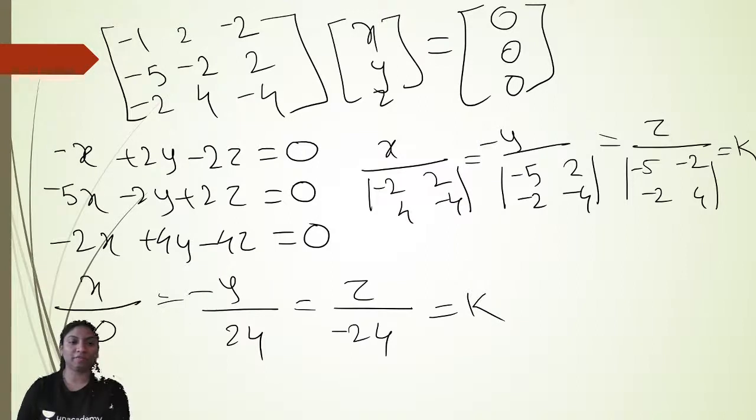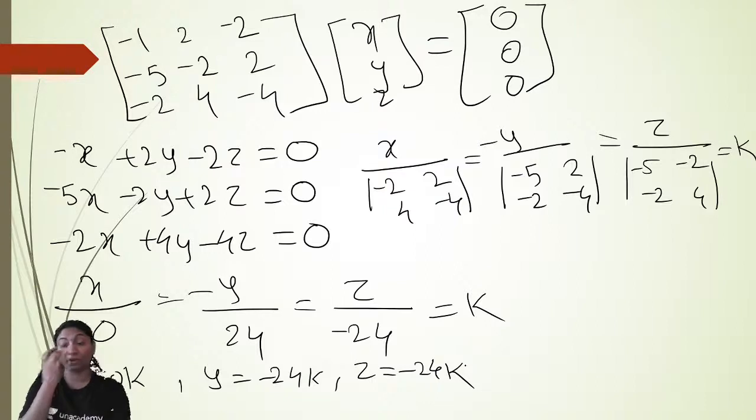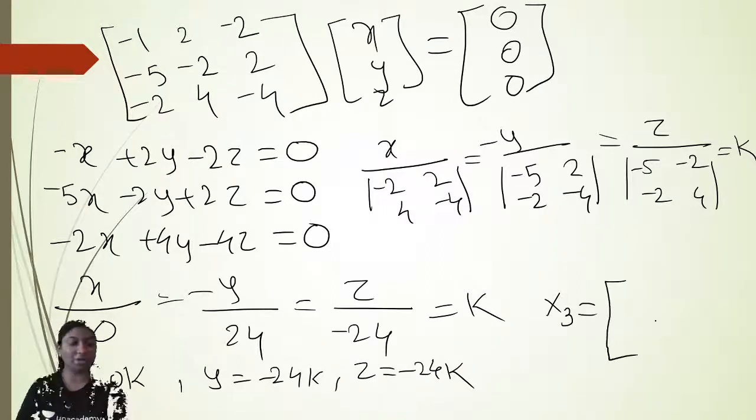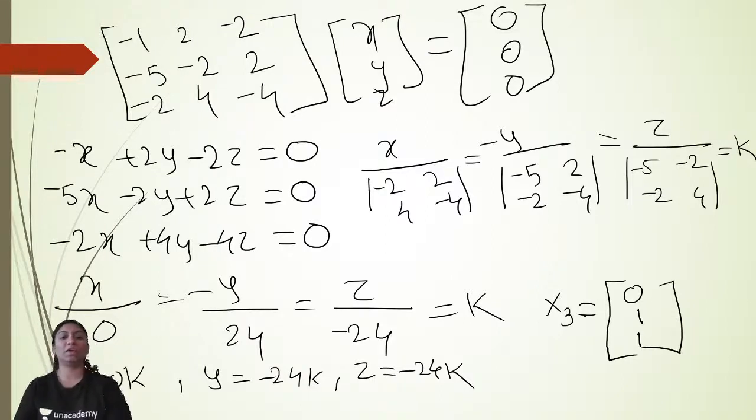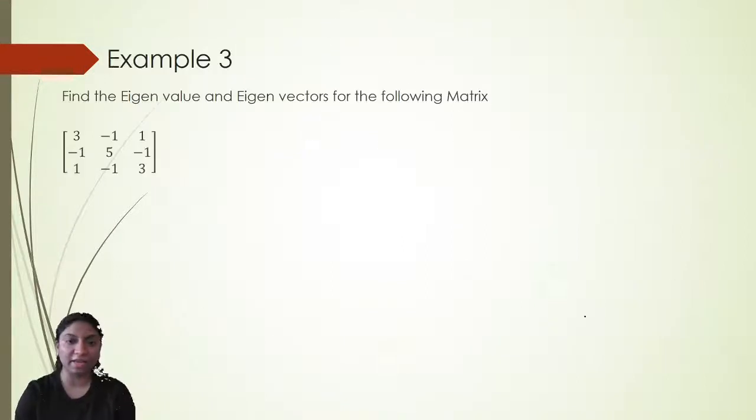Okay, so x is equal to 0k, y is equal to minus 24k, z is equal to minus 24k. Okay, so we will get X3, the matrix corresponding to the eigenvalue 5. X3 is equal to 0, 1, 1. I am taking 24k common. Okay, so this is the case where the asymmetric matrix is given and the eigenvalues are distinct. Okay, for non-repeated eigenvalues. Now we will see the case in this example.